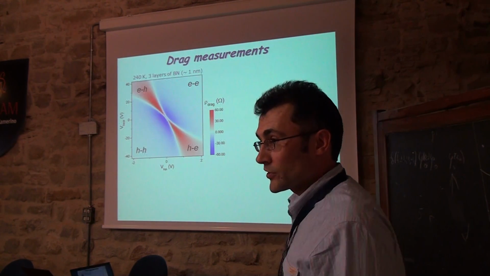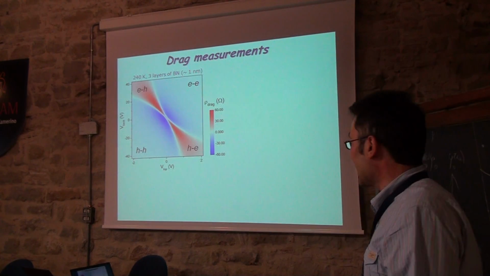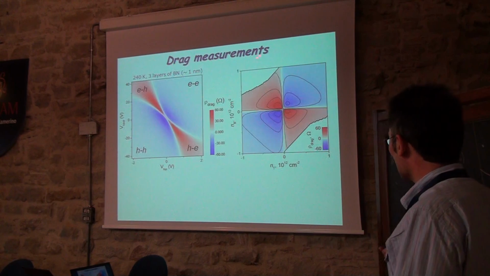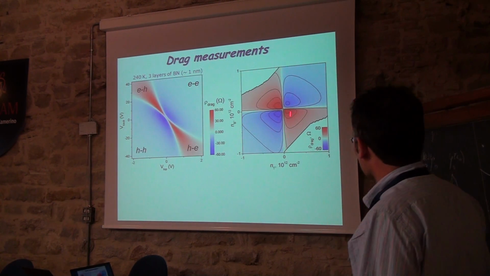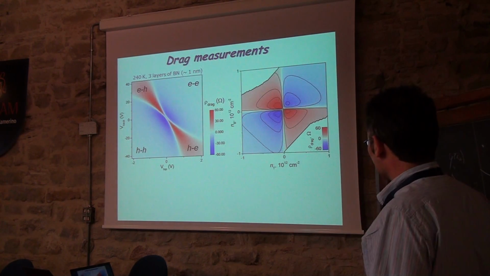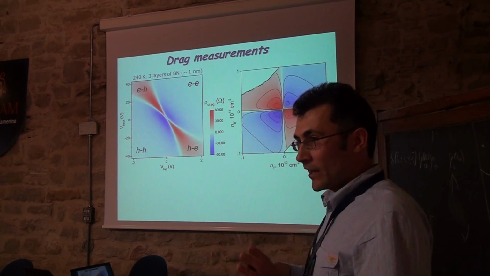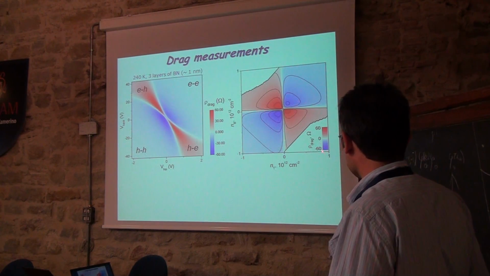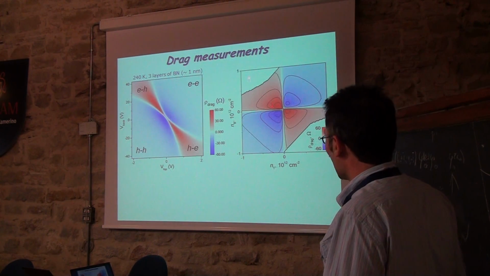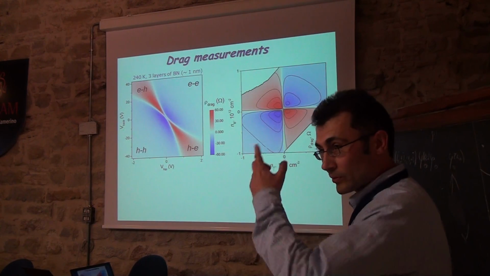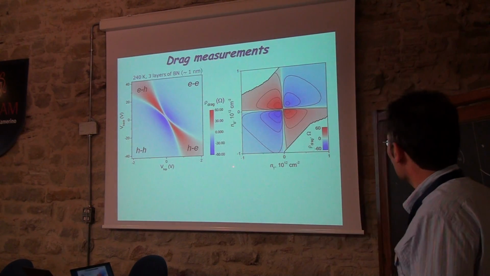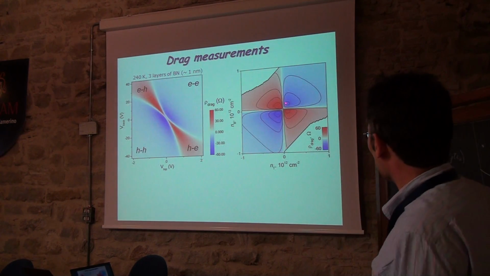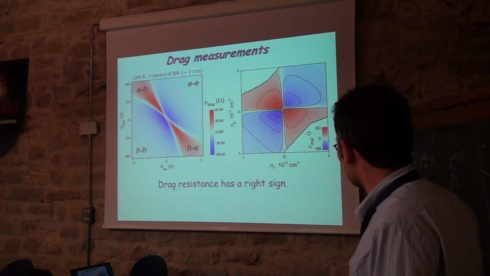But these are voltages, so I told you that voltage is not proportional to the density anymore. So if we recalculate this voltage to the density, this experimental data will look like this. And from here, we notice immediately that at least we have a proper sign of a drag resistance, which means that when we have electrons in one layer and holes in another layer, drag is positive, as it should be from very simple consideration, which I showed you on one of the previous slides. And when we have charge carriers of the same sign, the drag resistance is negative.